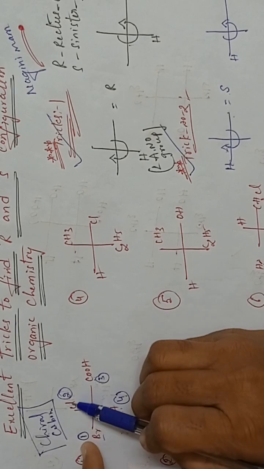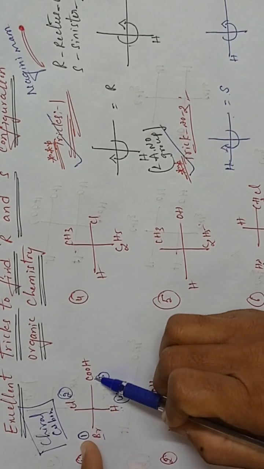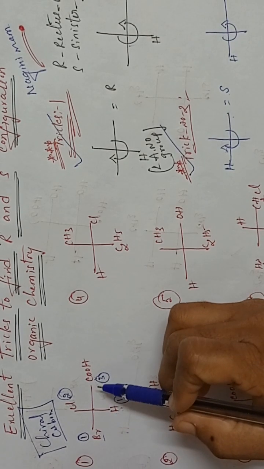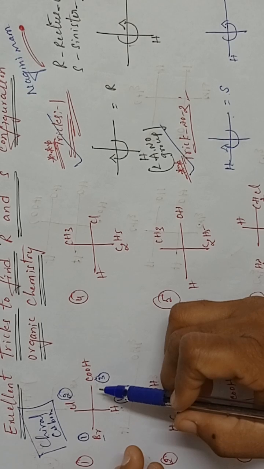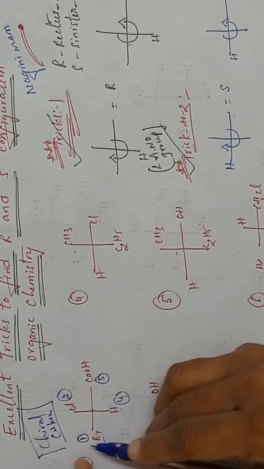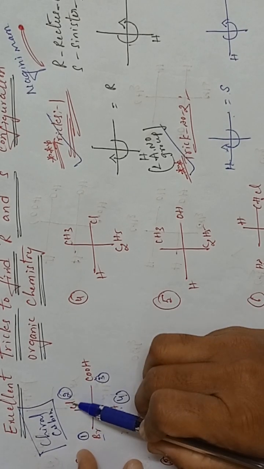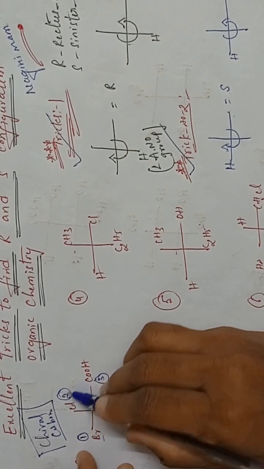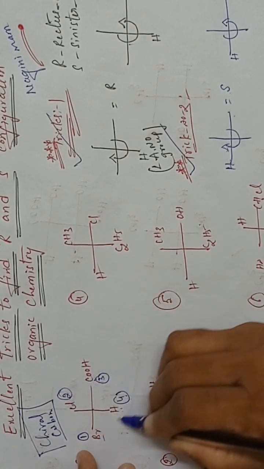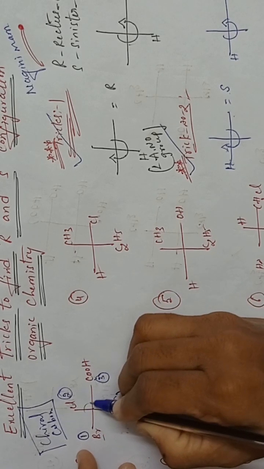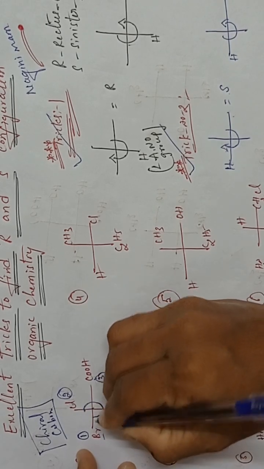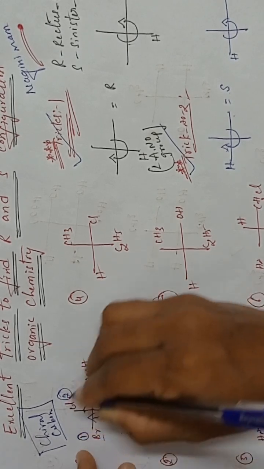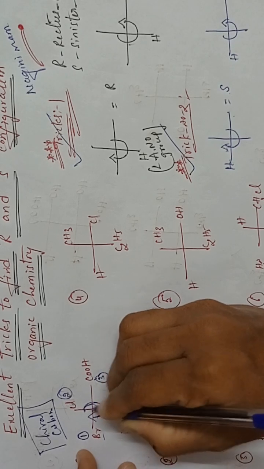So bromine, atomic number more, first priority. Next chlorine, then carbon, then hydrogen. This is the atomic number priority order. Now see here: 1, 2, 3, 4. Which direction, students? 1, 2, 3, 4. Clockwise direction.